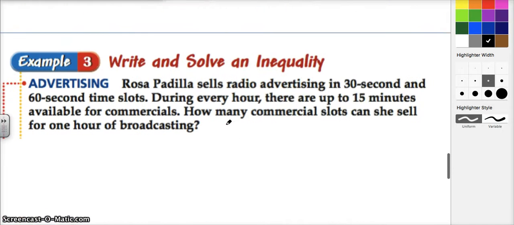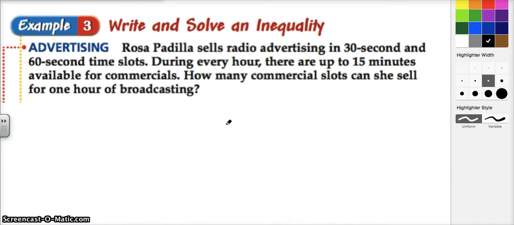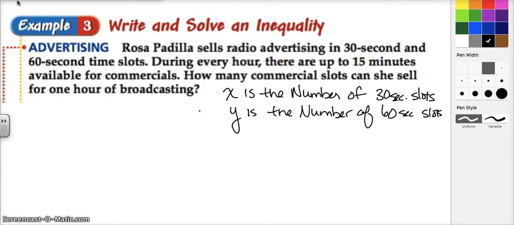Let's look at another example because I am talking a lot. Write and solve an inequality. So we've got Rosa Padilla sells radio advertisements in 30-second and 60-second time slots. During every hour, there are up to 15 minutes available for commercials. How many commercial slots can she sell for 1 hour of broadcasting?